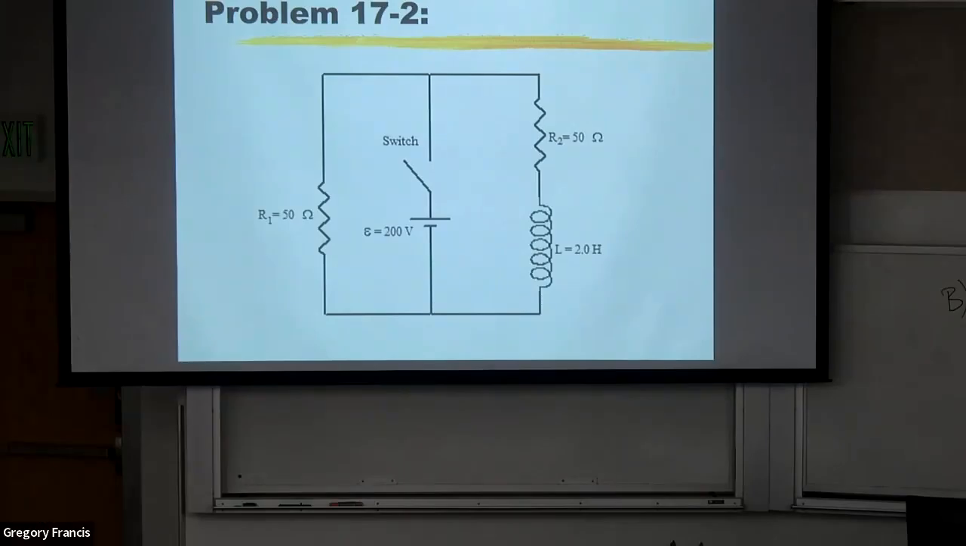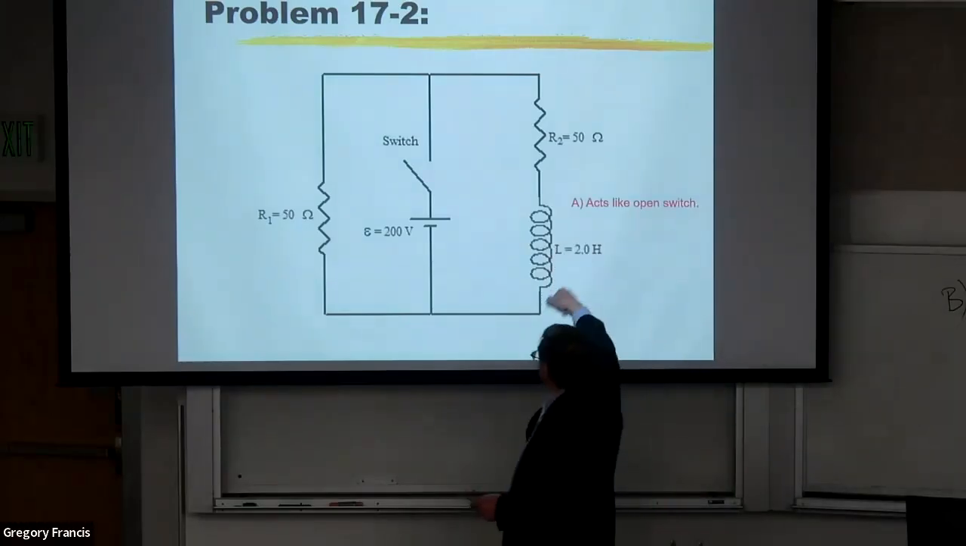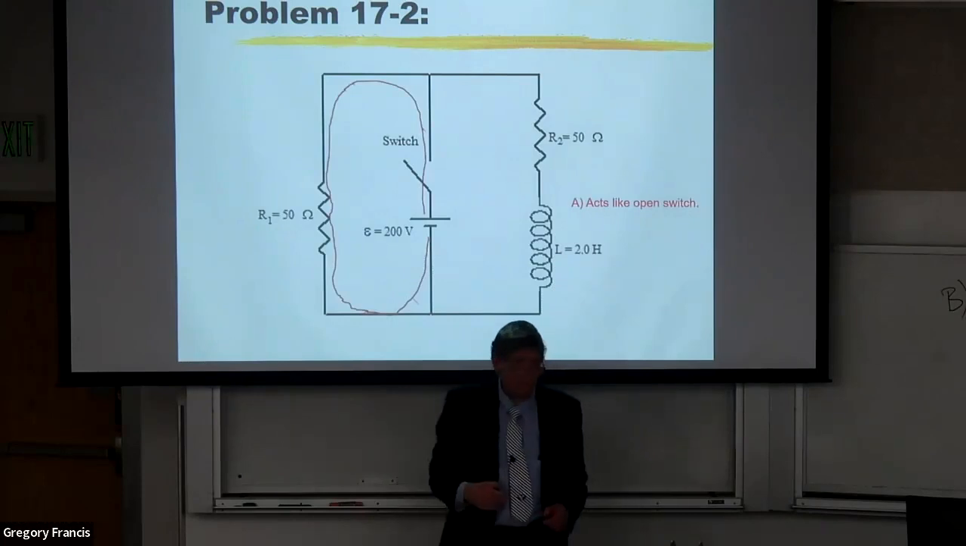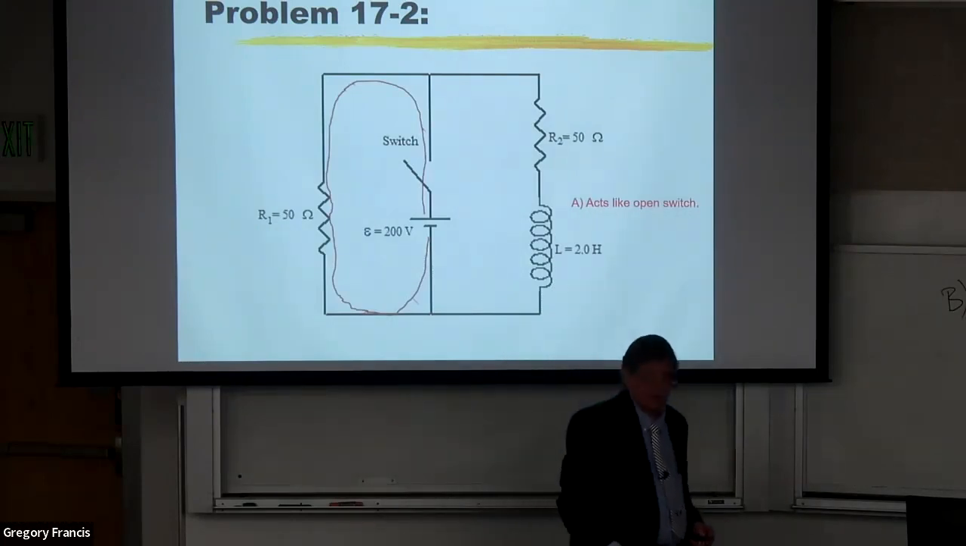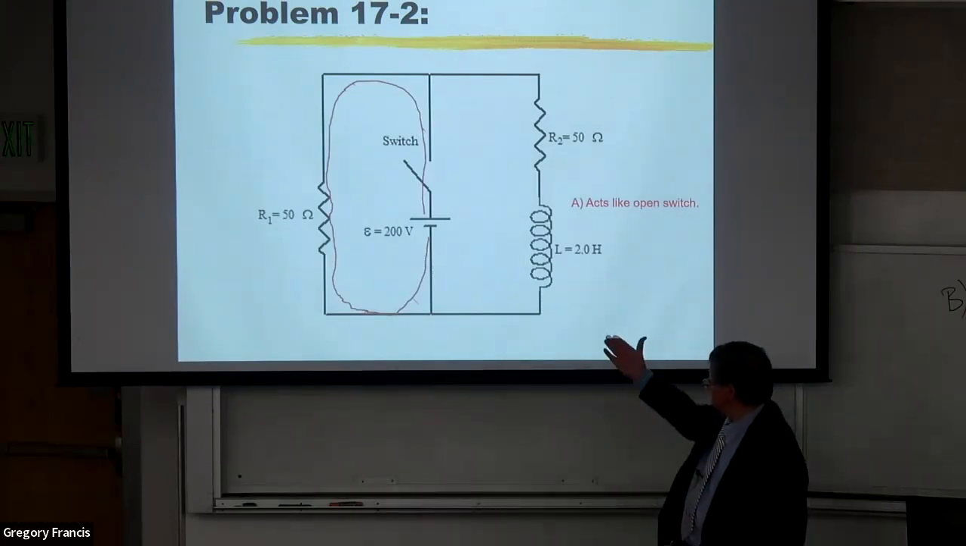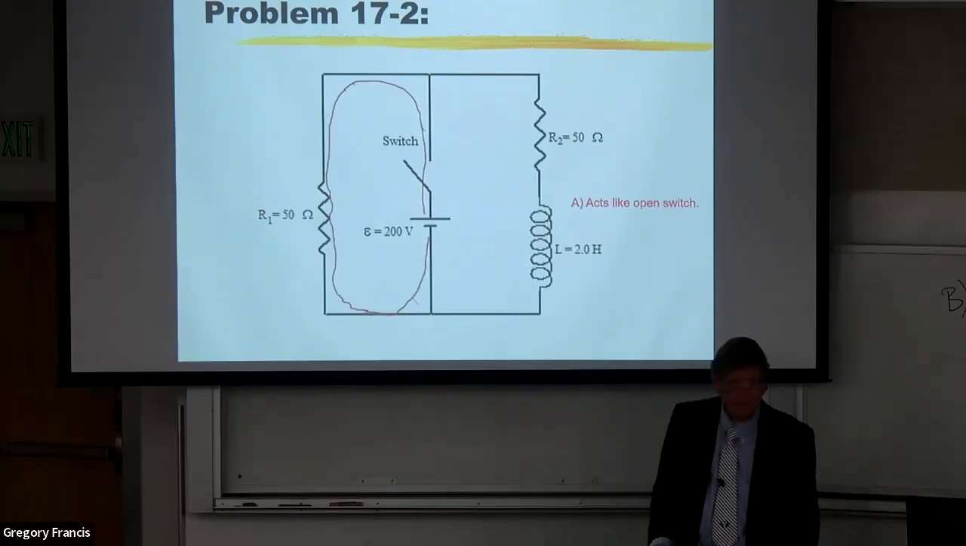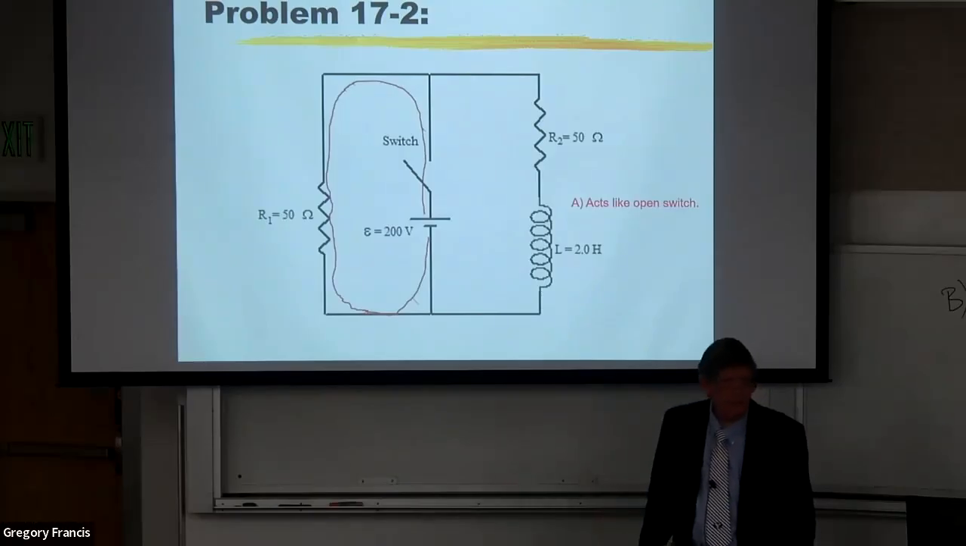Right after the switch is closed, we call this an open switch. And that means that none of the current is going to go to the right. It's all going to go to the left. And so I just have a very simple circuit here. V equals IR is going to give me 4 amps running through that loop. Does everyone see that? 200 volts, 50 ohms. V equals IR gives me 4 amps.